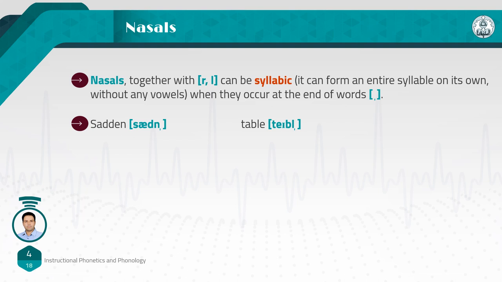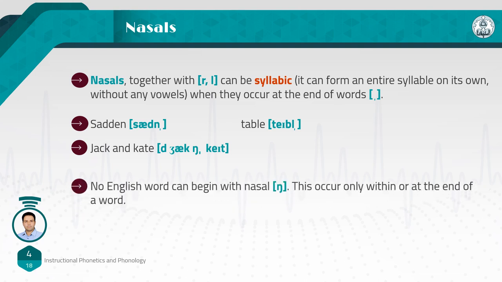We can also have syllabic consonants in phrases such as Jack and Jill. When we say Jack and Jill or Jack and Kate, the one in the middle is ng, which is, in fact, a syllabic one. A point about ng is that no English word can begin with this nasal. It occurs only within or at the end of a word.